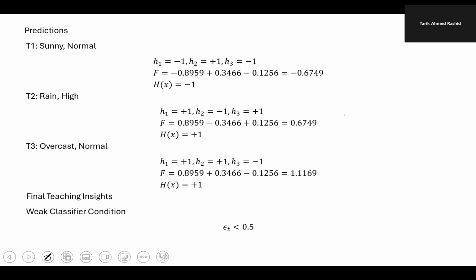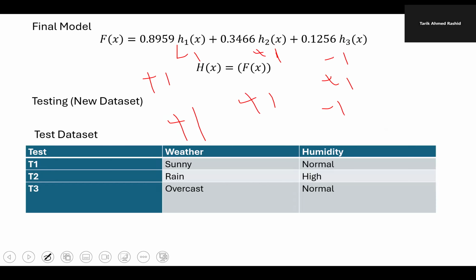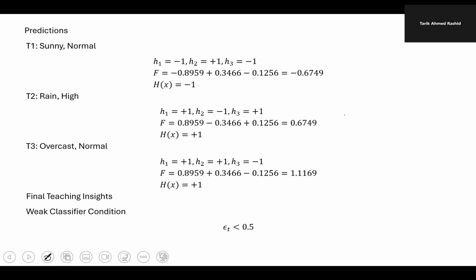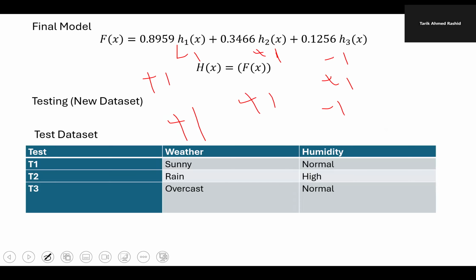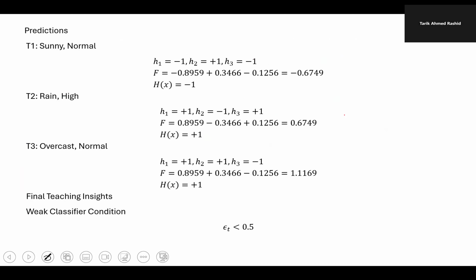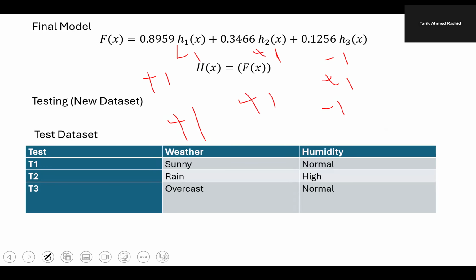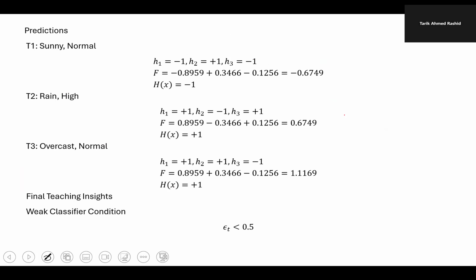So let's try to do them. So H1 is -1, +1, -1, correct? -1, +1, -1. And H2, so H2, sample 2, H1 +1, -1, +1, +1, -1, +1, and sample 3, H1 is +1, +1, -1, +1, +1, -1. So we plug them in.